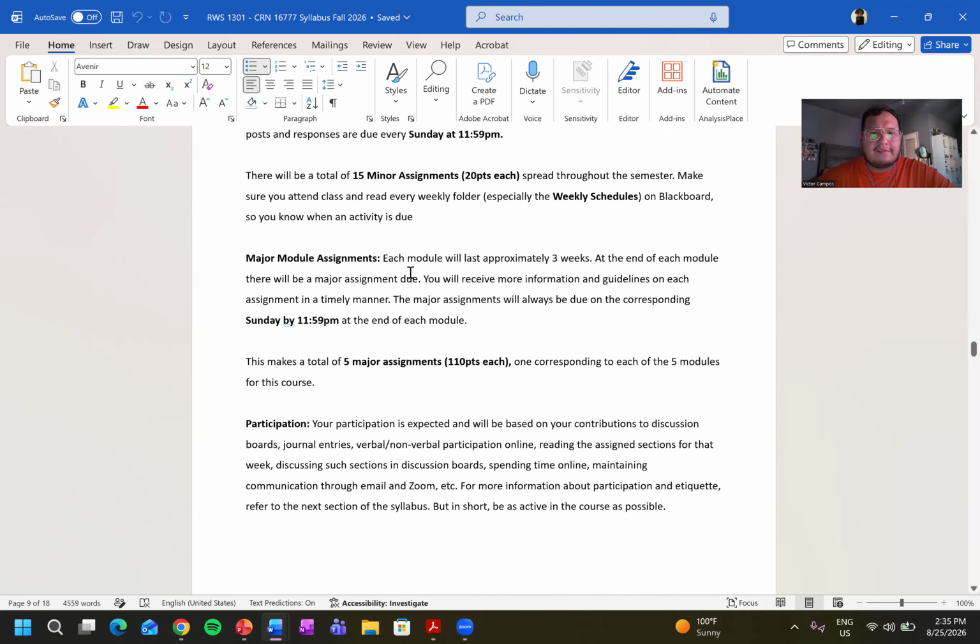Now, for major module assignments, this is the shortest one to explain, even though these are the biggest ones. These are due every 3 weeks, at the end of the third week. I provide guidelines way ahead of time so that you know what you're working towards in the third week, and so that you don't leave it to the last minute. Next week I am going to have the guidelines for the first major assignment uploaded there, and I will also explain them in the next video lecture. But you're going to get the guidelines in time, so just sit tight for now.